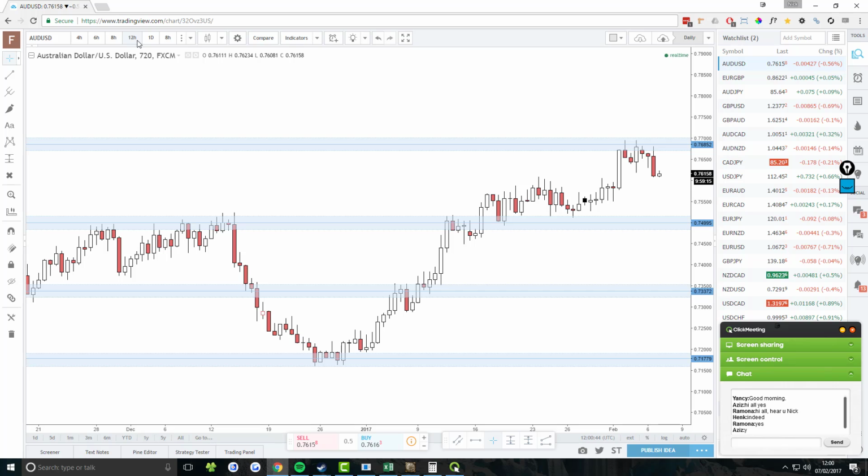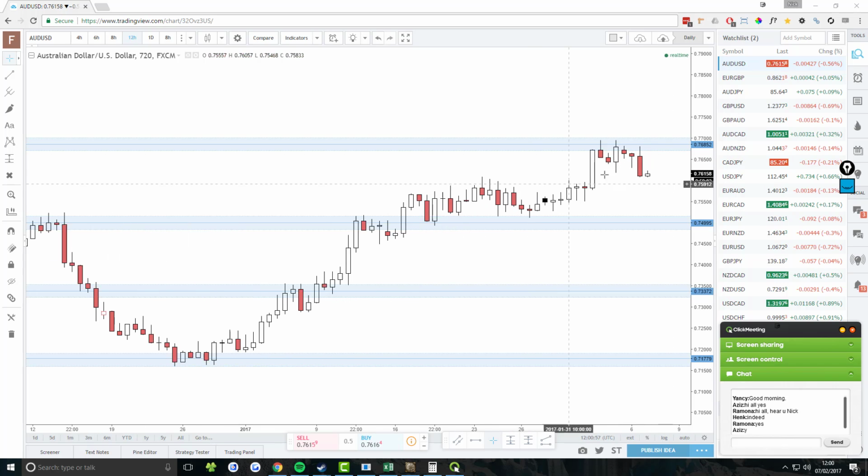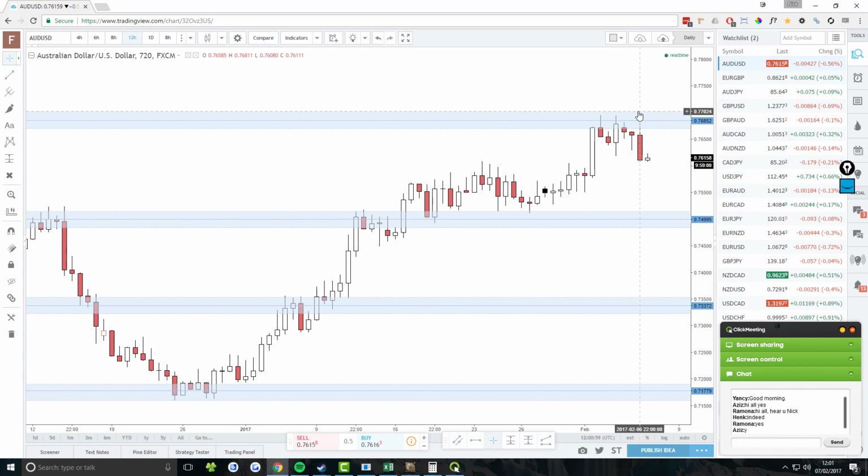AUDUSD is heading down. I entered short on AUDUSD last week, got out with a little bit of profit, but it turned around pretty quickly because of NFP. So it was closed out as a profitable trade, but it really wasn't that good a trade. It was a pretty bad trade, really.